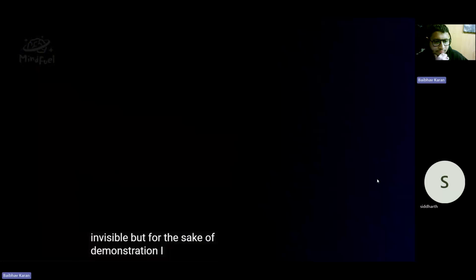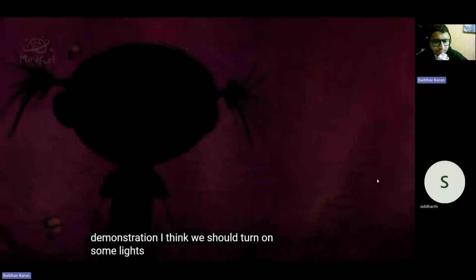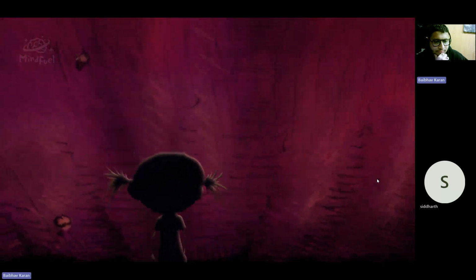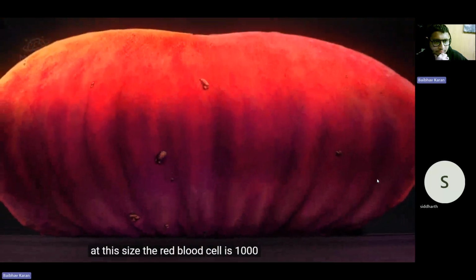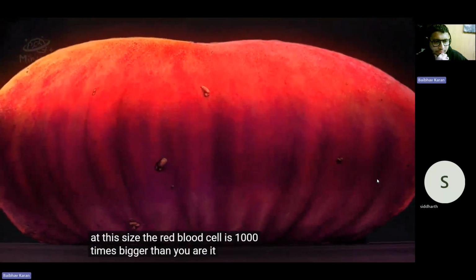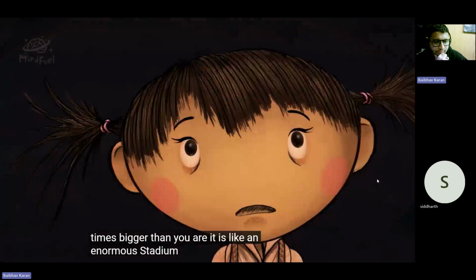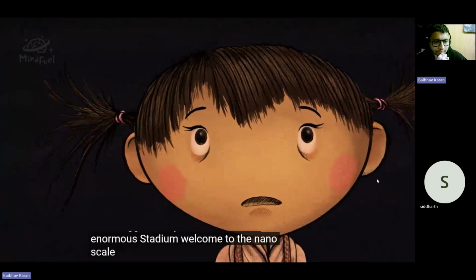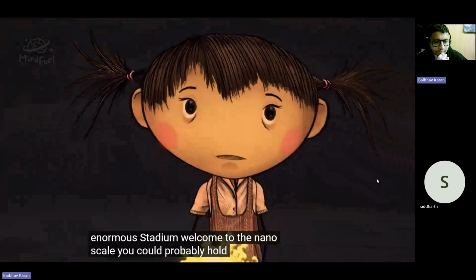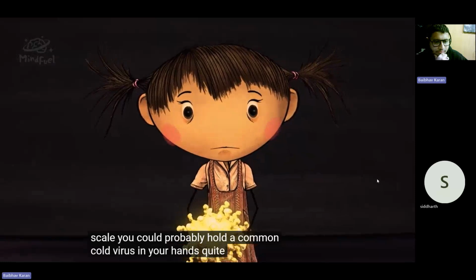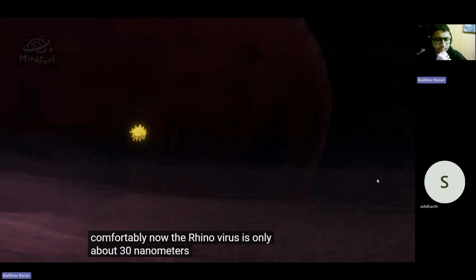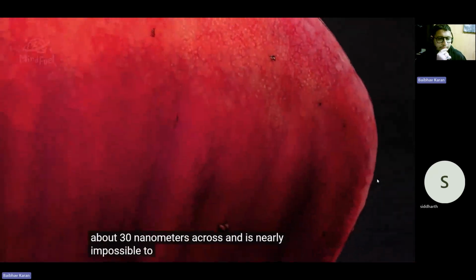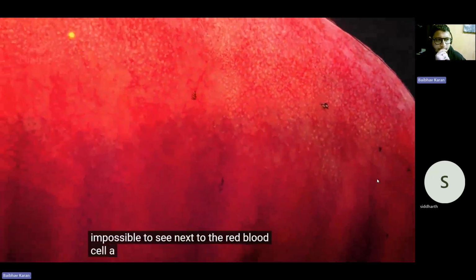But for the sake of demonstration, I think we should turn on some lights. At this size, the red blood cell is 1,000 times bigger than you are. It is like an enormous stadium. Welcome to the nanoscale. You could probably hold a common cold virus in your hands quite comfortably now. The rhinovirus is only about 30 nanometers across and is nearly impossible to see next to the red blood cell.